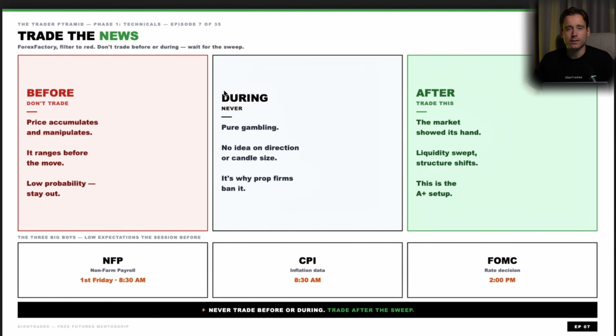During news events, don't do it. Why? You don't know what the news event will bring. So you're basically gambling. You have no idea on the direction or the candle size. And this is, of course, why prop firms ban it. On most prop firms, you cannot trade during those big red folders.